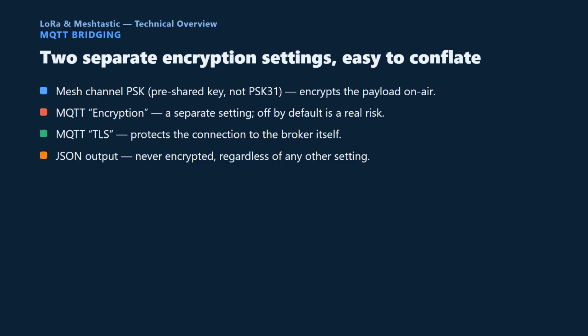Bridging to the internet, a Wi-Fi or Ethernet node can act as an MQTT client, uplinking mesh packets to a broker and downlinking broker messages back onto the mesh. With no server configured, Meshtastic defaults to its own public broker using a documented shared login. Here is the critical and easy to miss part: whether traffic is encrypted on the MQTT side is a separate setting from your channel's pre-shared key. If that setting is off, the bridging node forwards your messages to the broker unencrypted, even if your mesh channel itself has a key set. A separate TLS setting protects the connection to the broker itself, independent of that. And the JSON output option is documented as never encrypted under any settings.